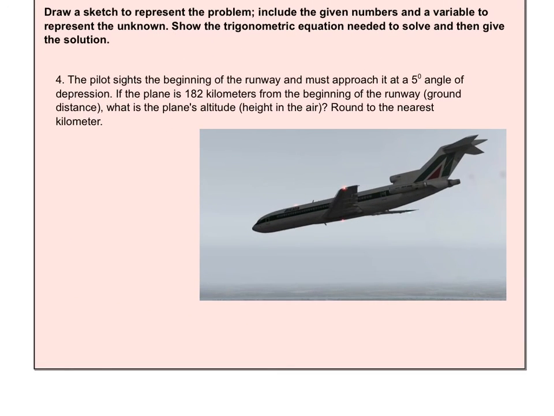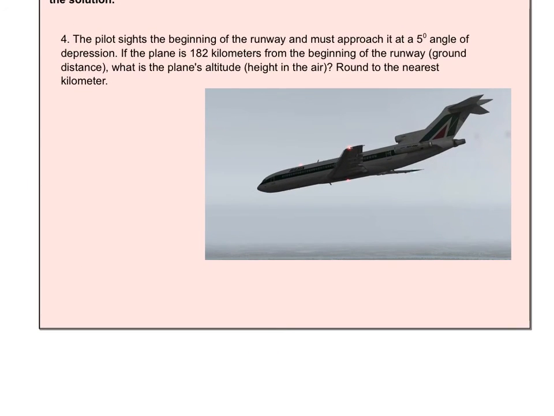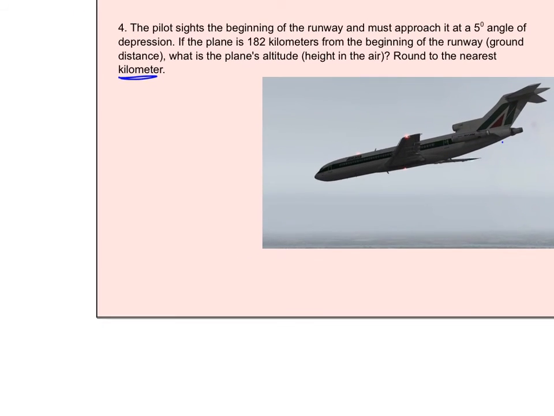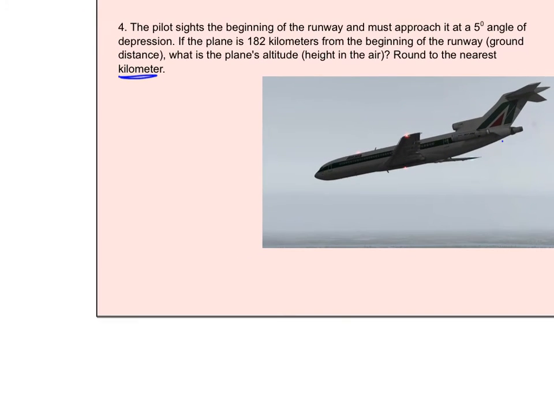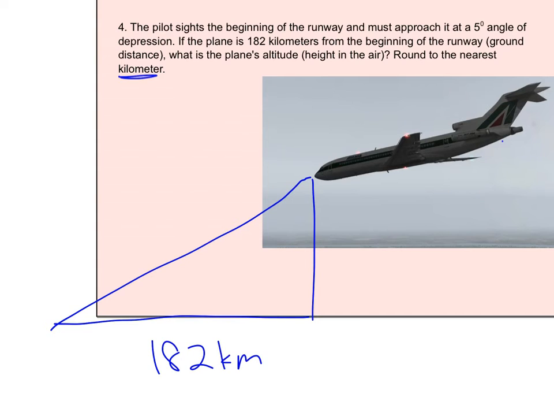All right, let's take a look here. Pilot sights the beginning of runway and must approach it at a 5-degree angle of depression. The plane is 182 kilometers from the beginning of the runway. What is the plane's altitude rounded to the nearest kilometer? All right, so this plane is 182 from the beginning of the runway.